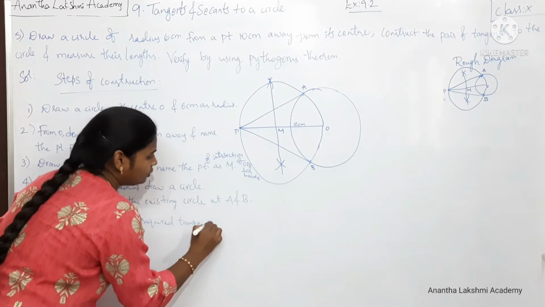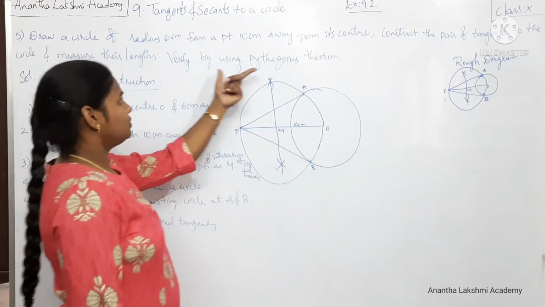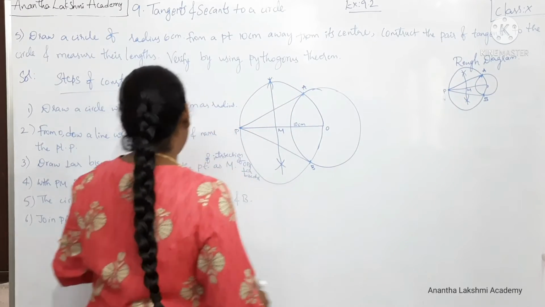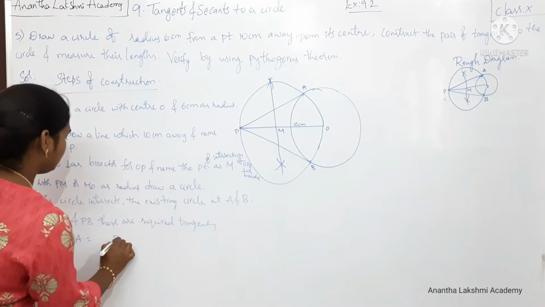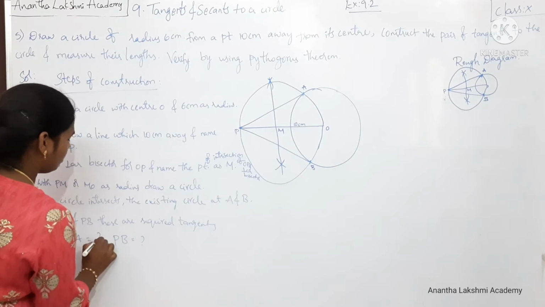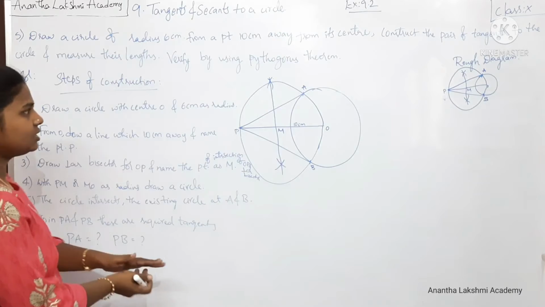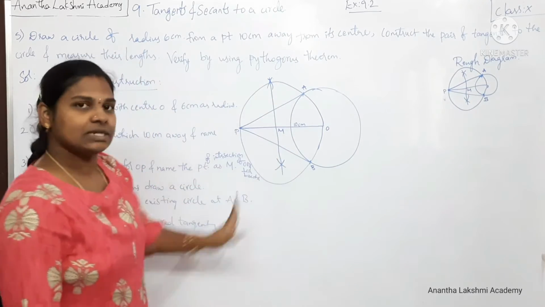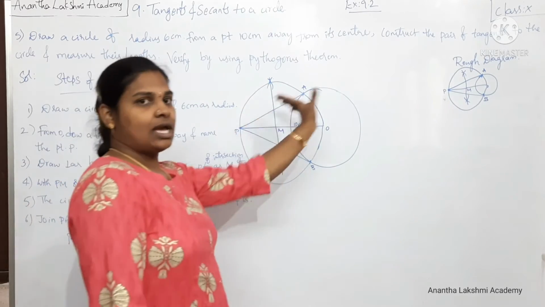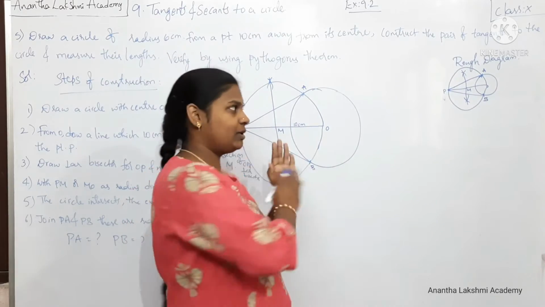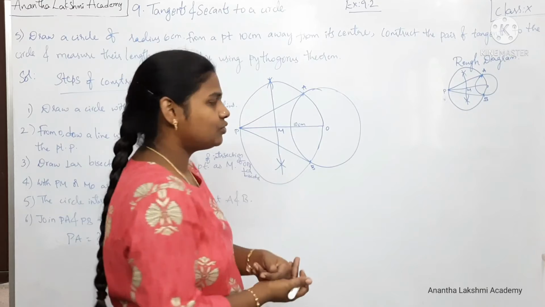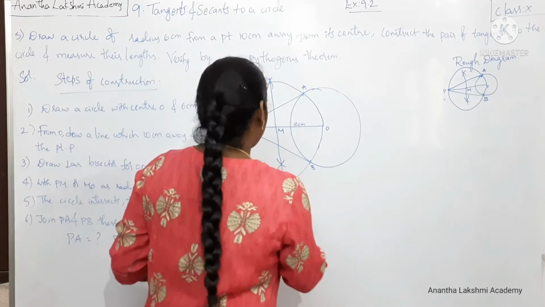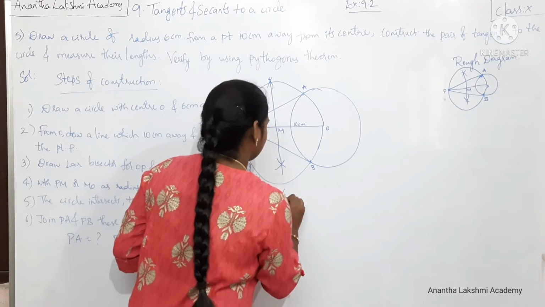Now that we have drawn the tangents, verify by using Pythagoras theorem. You need to measure the lengths. PA is equal to how much and PB is equal to how much. Once this construction is done, you have to write PA is equal to this, PB is equal to this, because I cannot measure. I do not have the equipment which runs on the board. So please do it by yourself. Now I'll let you know how to do it by verifying the Pythagoras theorem.